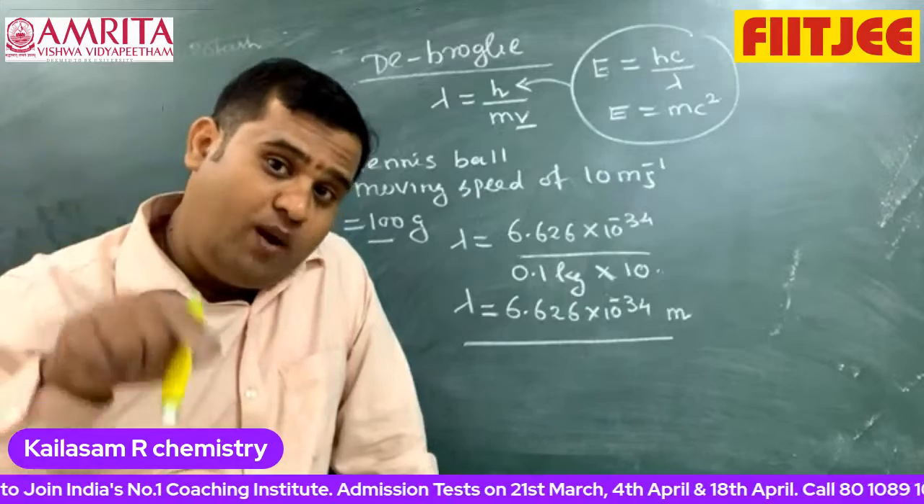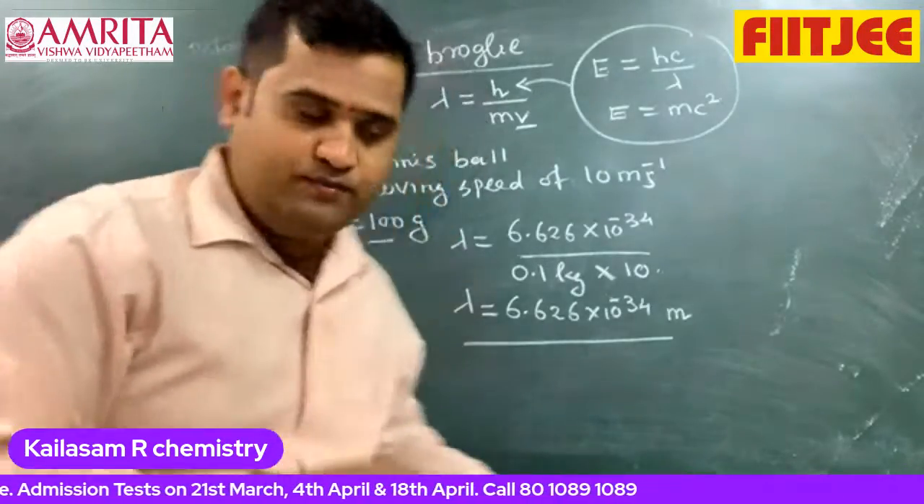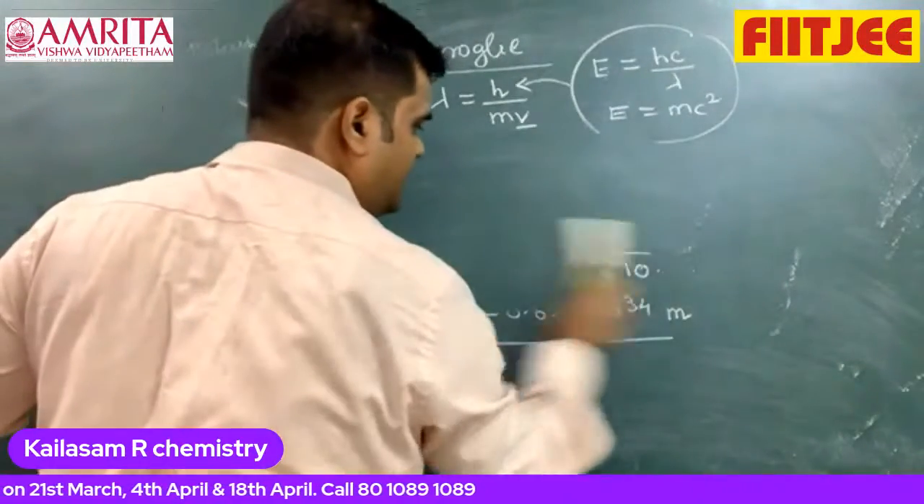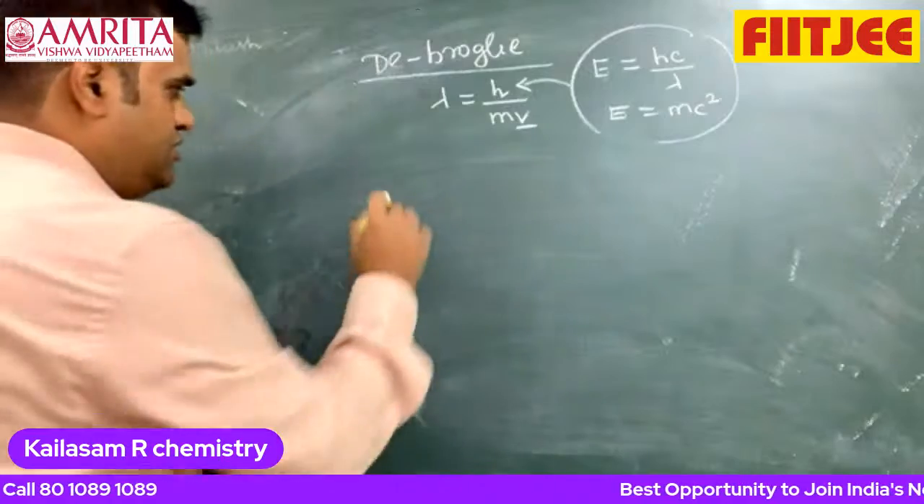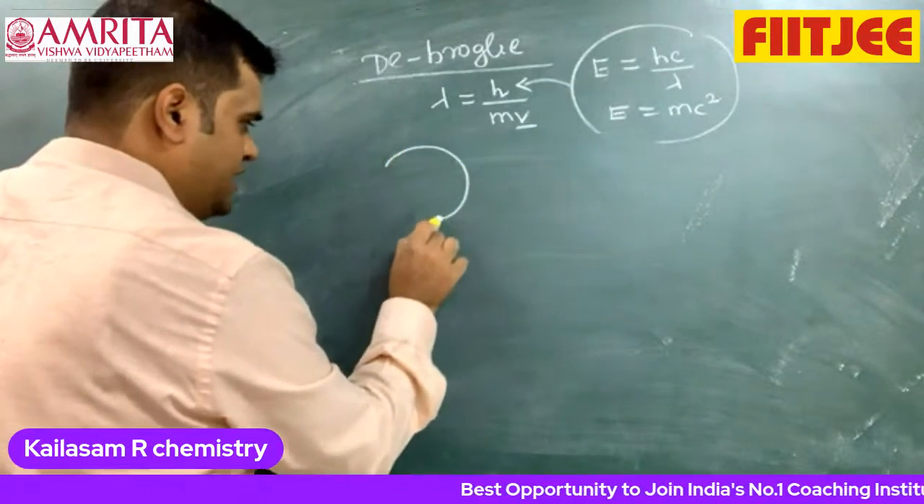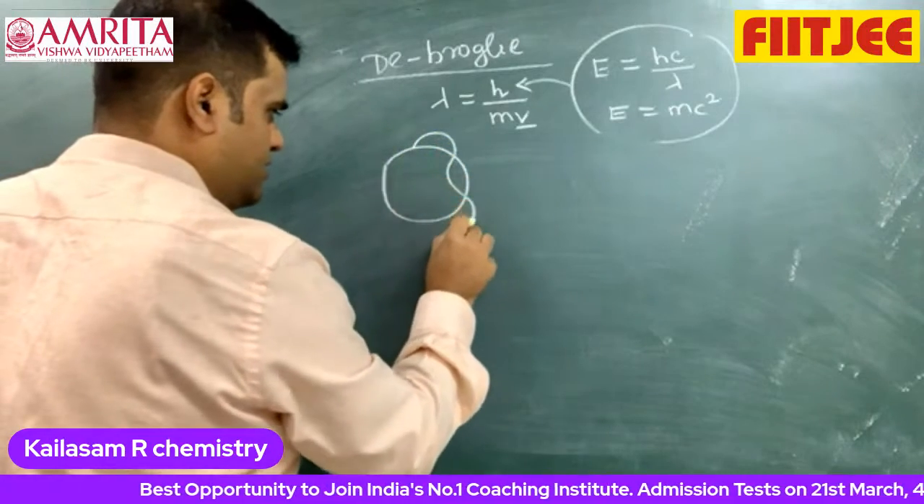Then how has he proven that 2 pi r is equal to n lambda? Look at this. Now, I am going to that. Now, listen. Now, this is the orbit. I told you the electron has the wave character. And the electron revolves. Look at this.